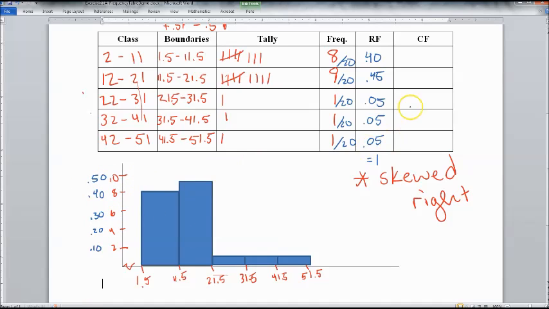And if you look here, let's compare them. So 8 out of 20, we knew that the class from 2 to 11, or the boundaries 1.5 to 11.5, had to tally up to a frequency of 8, right? Or a relative frequency out of 100% of 40%. And if I look here, boom, 40% right there. I knew that my next class had to be 45%. Boom, 45%, halfway between 40 and 50%. And then down here, these are all 5% because they're halfway between 0 and 10%.